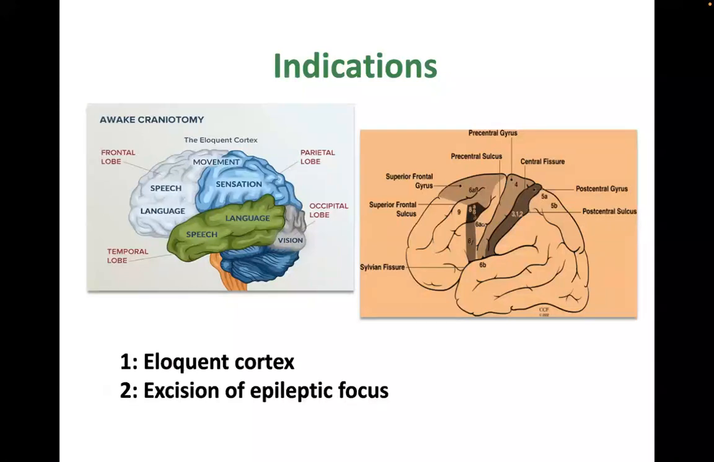The classical indication of this technique is the removal of tumor, most of the time a supratentorial lesion from the eloquent cortex. And what is eloquent cortex? Eloquent cortex means the part of the cortex, or the part of the supratentorium, which controls major body functions like sensation, speech, language, and motor or sensory function. Similarly, the other classical indication of the technique is the excision of an epileptic focus. So these are the two main indications.